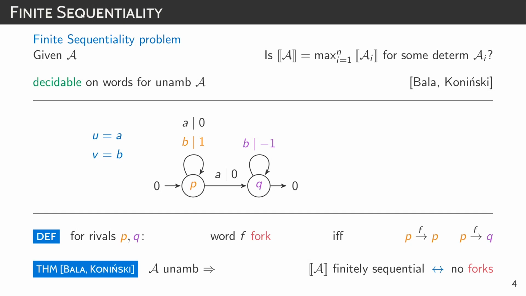Finally, we also have a fork. The word A can both loop in P, and we can also go from P to Q using A. So we have a fork here. This means that by the theorem of Bala and Koninsky, this automaton is not equivalent to a finite maximum of deterministic automata.